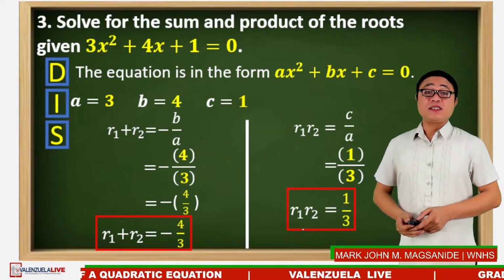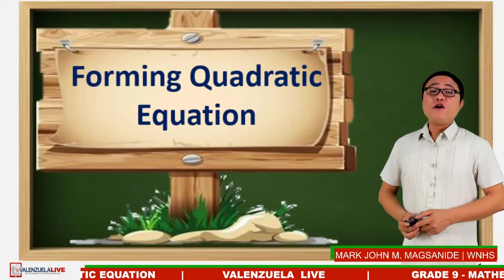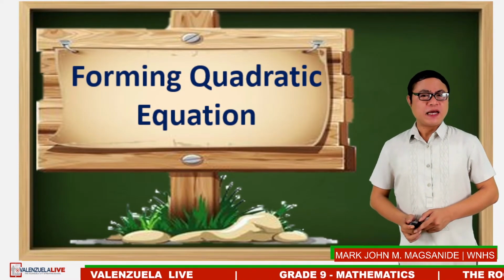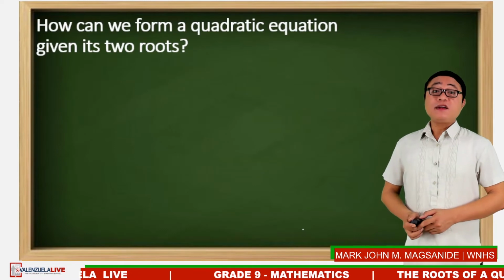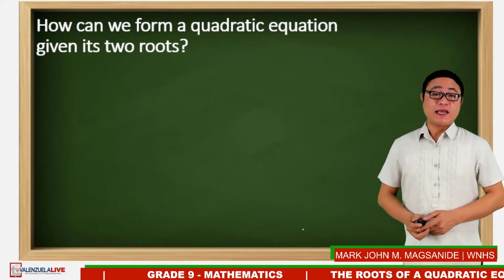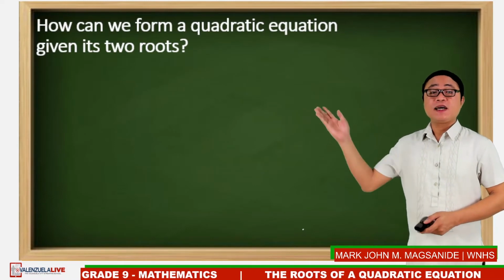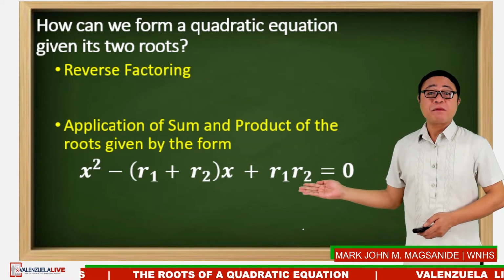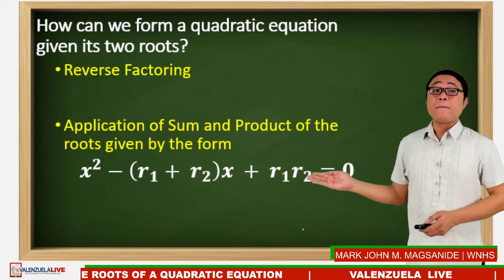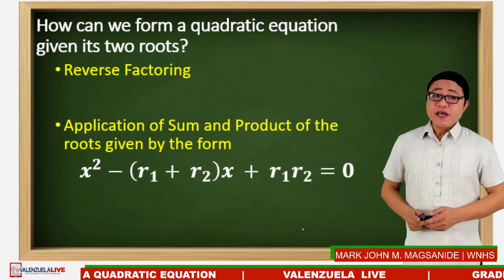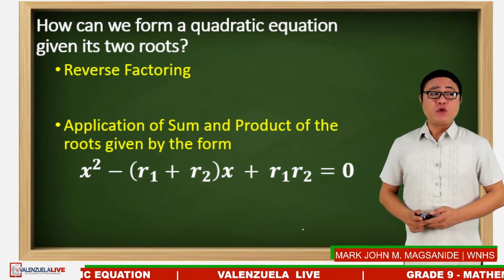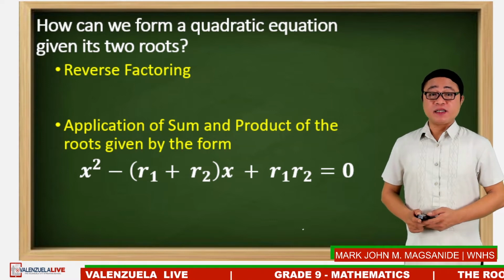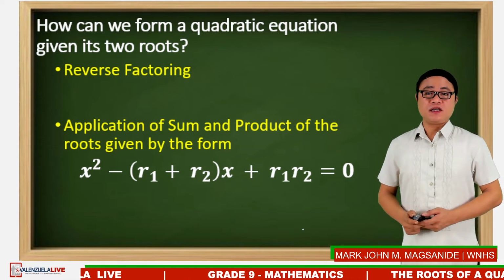The last part of the discussion is forming a quadratic equation. How can we form a quadratic equation? There are two methods to form a quadratic equation. First is the reverse factoring, and the second one is the application of sum and product of the roots given by the form x squared minus the quantity r sub 1 plus r sub 2 multiplied by x plus r sub 1 times r sub 2 equals 0.